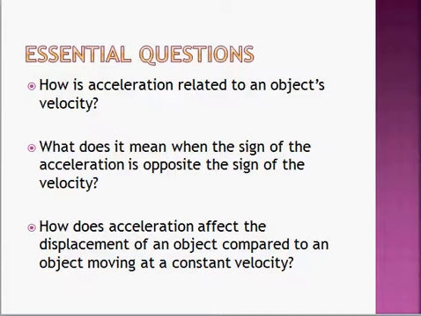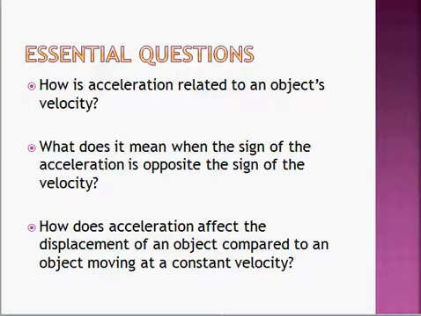So, before we begin, let's look at what we need to know. Let's look at our essential questions here. The first thing we want to figure out is, how is acceleration related to an object's velocity? We want to know the relationship between acceleration and velocity, and how they fit together. Second, what does it mean when the sign of the acceleration is opposite the sign of the velocity, and what happens when they are the same? And finally, how does the acceleration affect the displacement of an object compared to an object moving at a constant velocity?